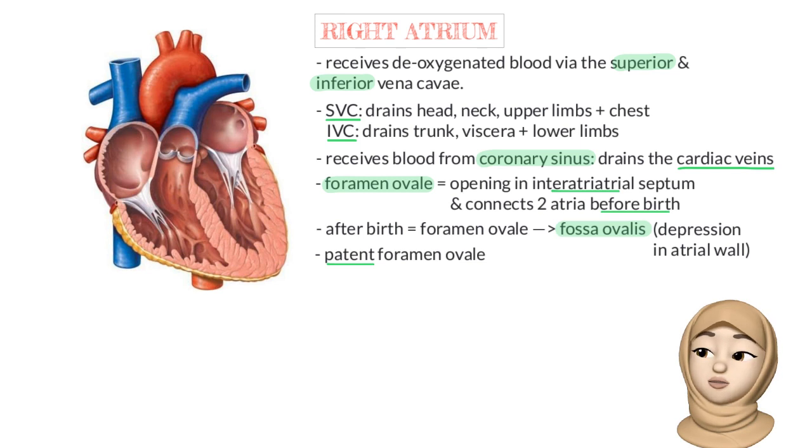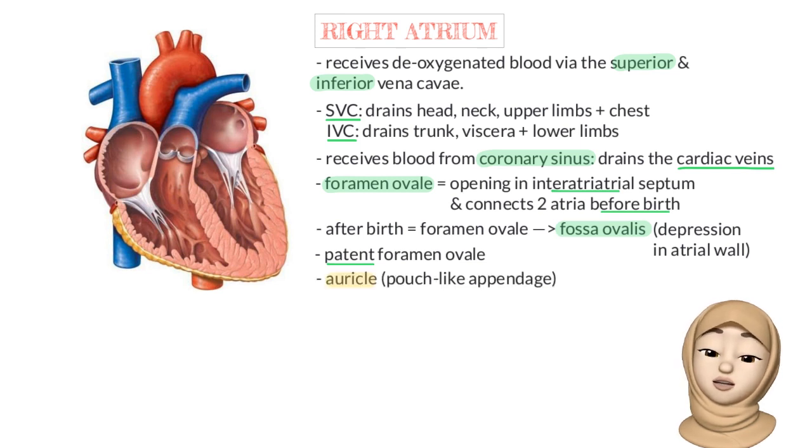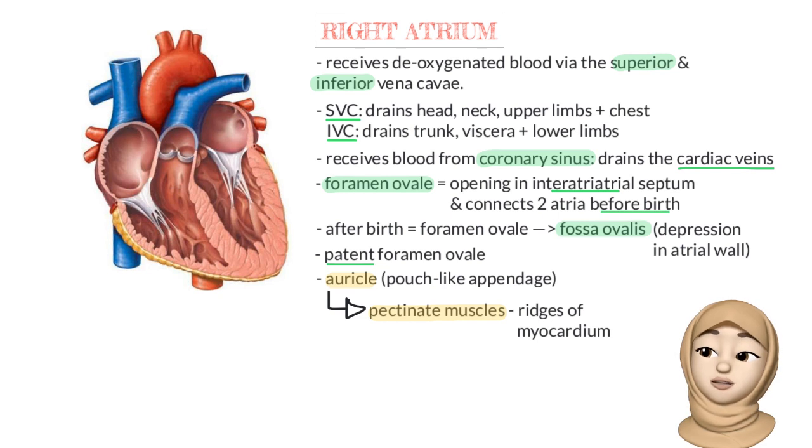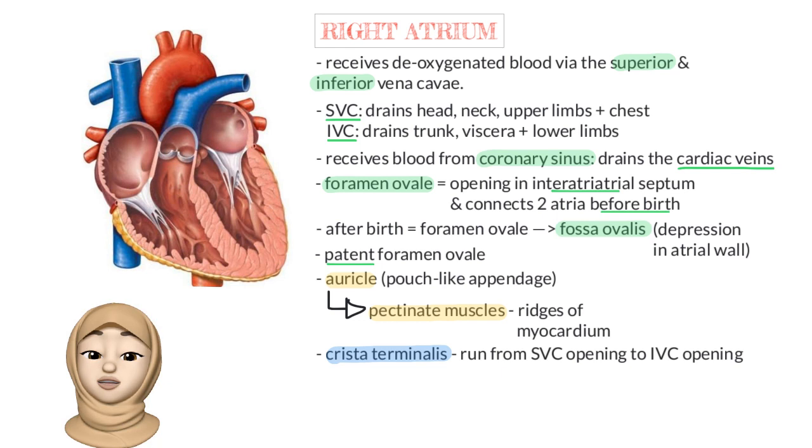The right atrium also contains an auricle, which is a pouch-like appendage. The pectinate muscles are ridges of myocardium found inside the auricle. The crista terminalis is a ridge which runs from the superior vena cava opening to the inferior vena cava opening, with its superior extent marking the site of the SA node. This will all be discussed in the conduction system of the heart.